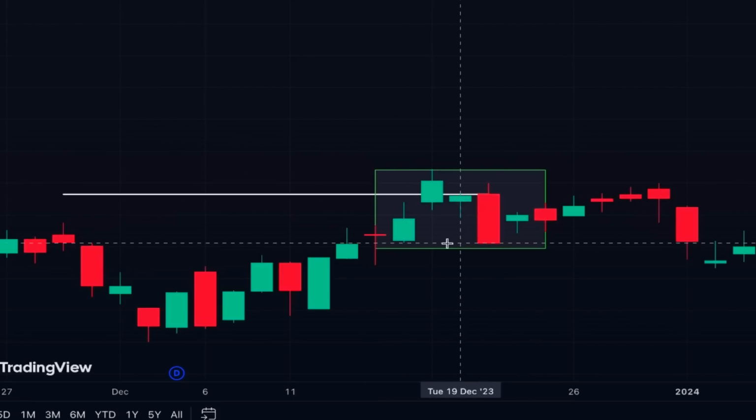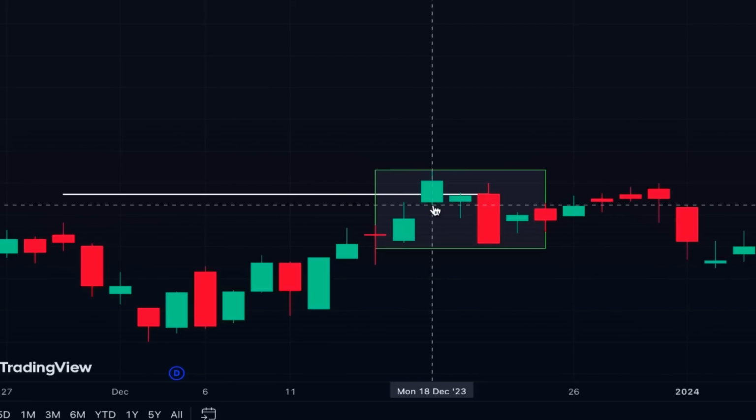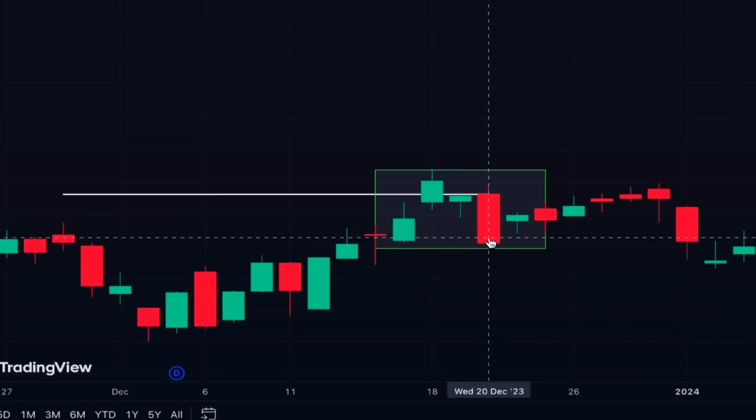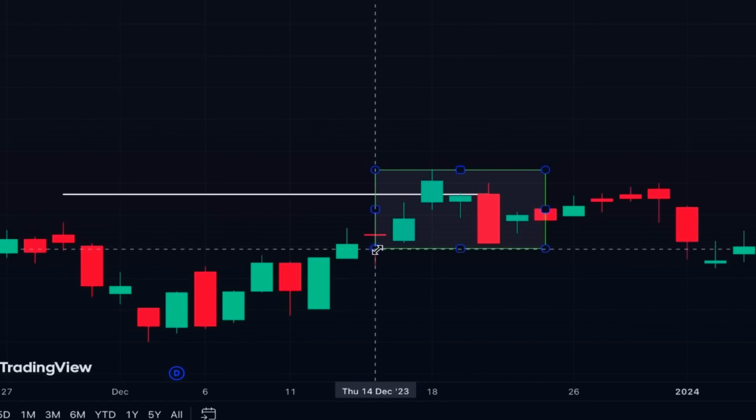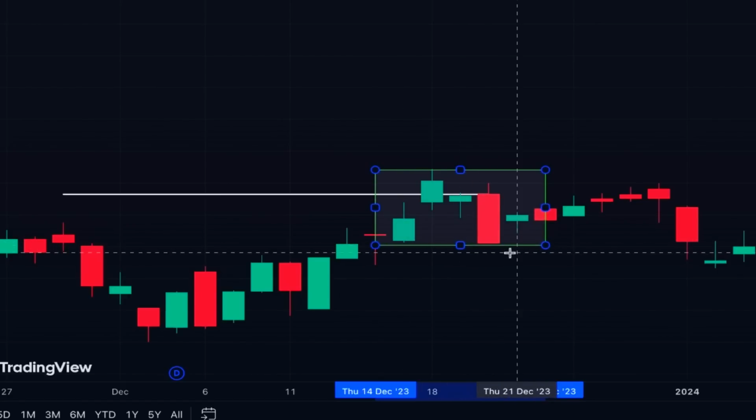And for the low of the box, the low of the breaking candle should be set as the bottom of the box, unless in the next 3 candles we have a lower low, which is our case here. So we set the bottom of the Darvas Box at this level, at the low of this candle.